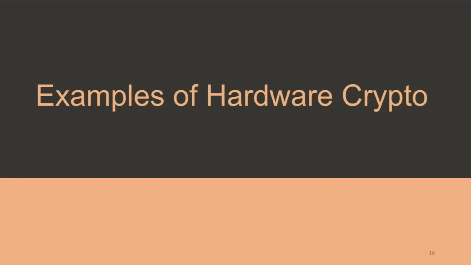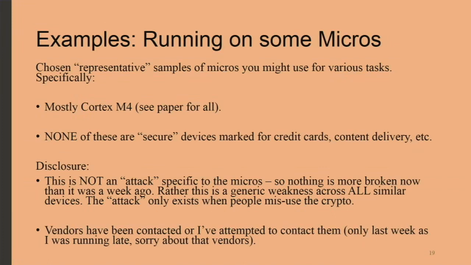So I said I was going to do hardware crypto. I said I was going to break some micros, so let's do it. I've chosen some representative samples. I've basically chosen a few different micros that you might use for various tasks. Mostly Cortex M4. They're not secure devices, so they're not marked for like content delivery or in your credit card. Some of them find their way into security wallets anyway. You can take a look and see which ones get used.